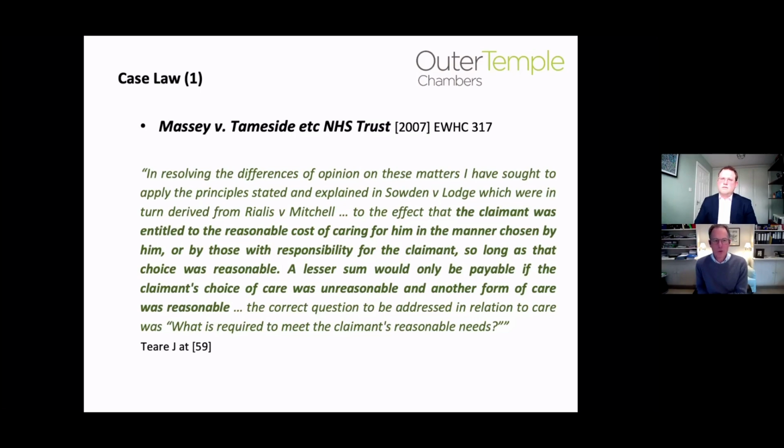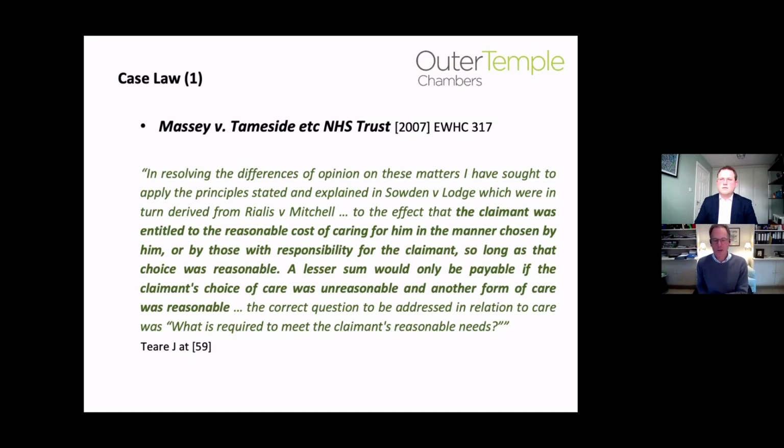As he put it, I sought to apply the principles stated and explained in Sarwar and Lodge, which were in turn derived from Roberts and Mitchell. Those are the two Court of Appeal cases I mentioned just now, to the effect that the claimant was entitled to the reasonable cost of caring for him in the manner chosen by him or by those with responsibility for the claimant, so long as that choice was reasonable. So that's the touchstone. A lesser sum would only be payable if the claimant's choice of care was unreasonable and another form of care was reasonable.